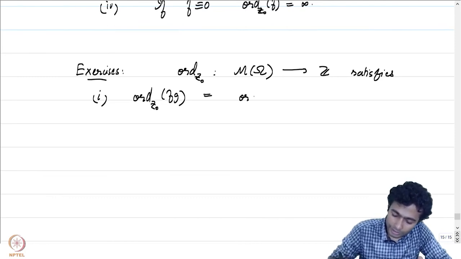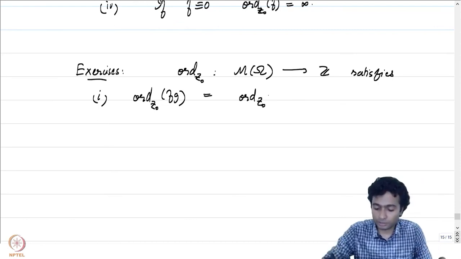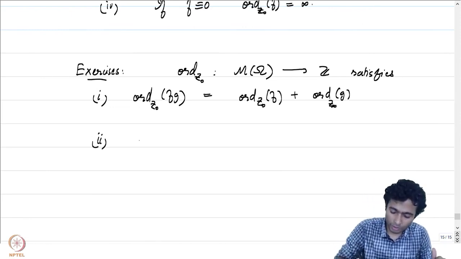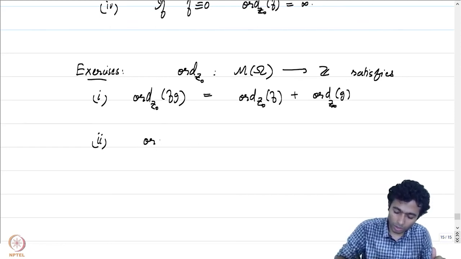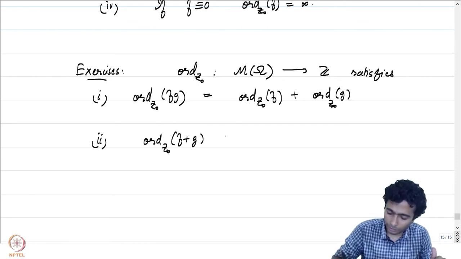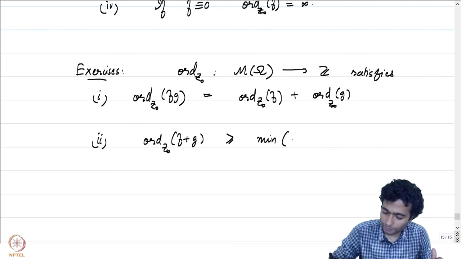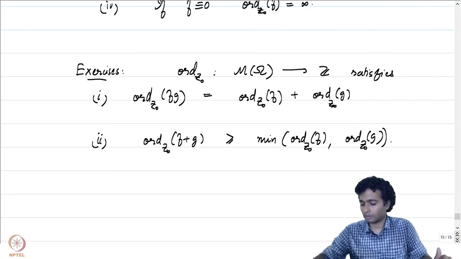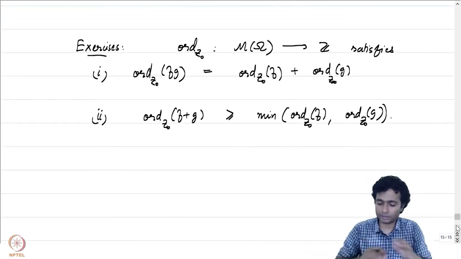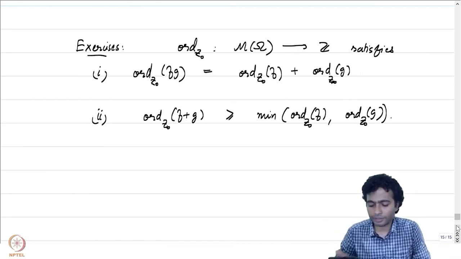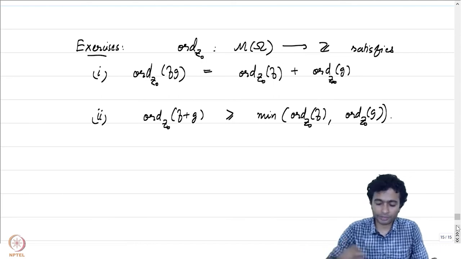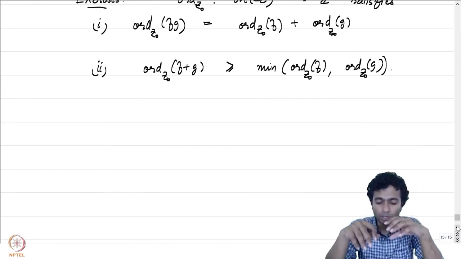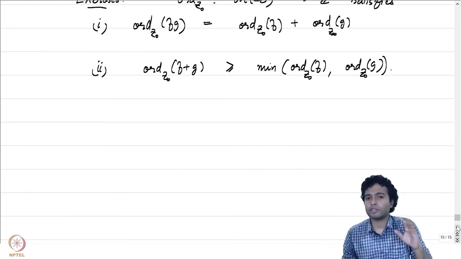And the property that is to be checked is that order of fg at the point z0 is going to be order of f at z0 plus the order of g at z0. And how about the order of f plus g at z0? That's going to be greater than or equal to the minimum of order of f at z0 and the order of g at z0. If order of f at z0 is not equal to order of g at z0, then this will be an equality. If they are equal, then it could happen that the inequality is strict. Anyway, these are interesting exercises to sit down and check. The reason why all this was done is to capture the idea that the function order is what is called a valuation on the field of meromorphic functions.